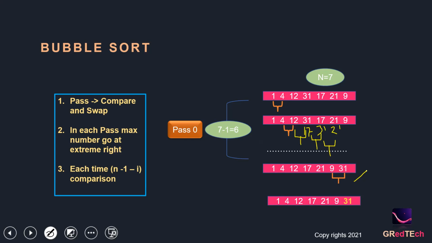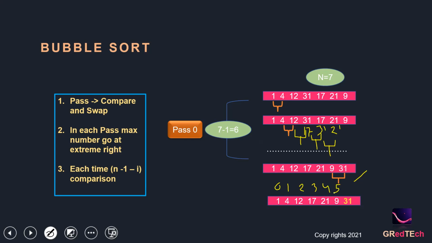So guys, as you can see, 31 is already sorted, so next time we do not need to compare 31 with the other values, because it is already sorted. Now next time our loop will go from 7 minus 1, only till 6. Okay, suppose it is indexes 0 1 2 3 4 5, right. So it will go from 0 to 5 only.